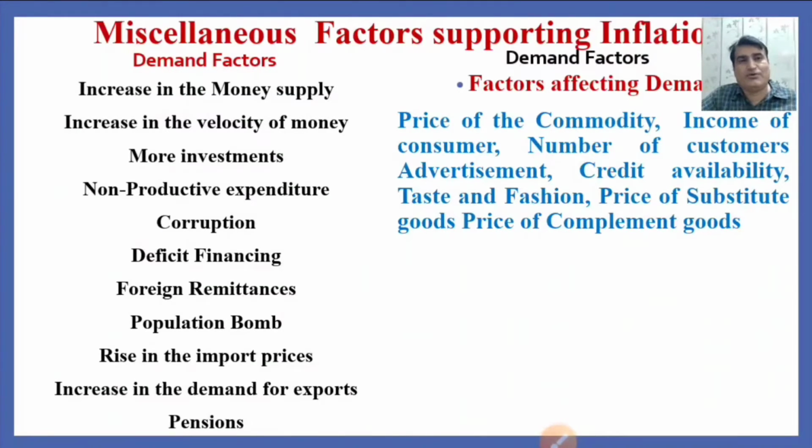The price of commodity: as the price of commodity decreases, the quantity demanded increases. With an increase in income of consumers, the demand increases. As a result, inflation happens in the economy. The number of customers increases, the demand goes up because the supply remains the same.